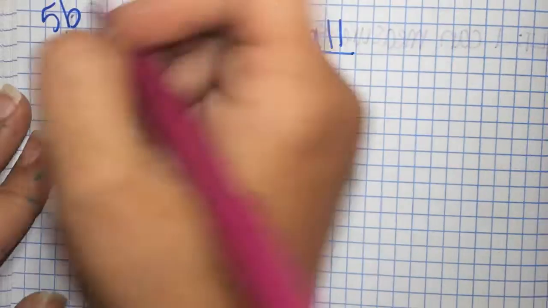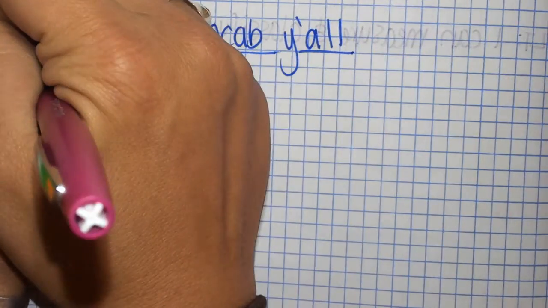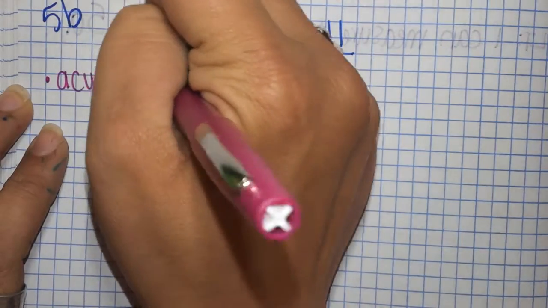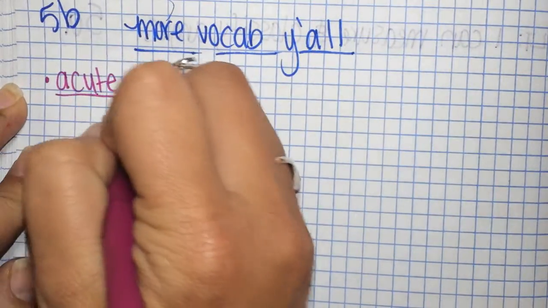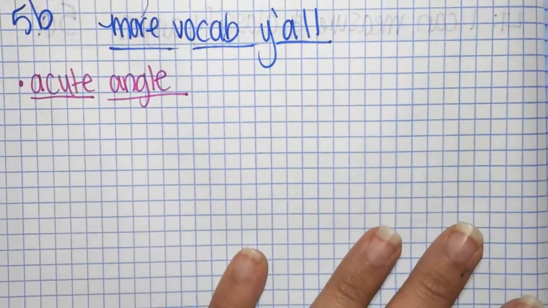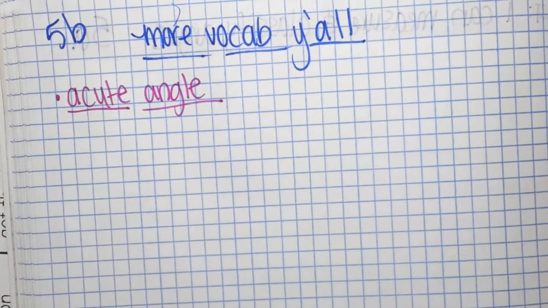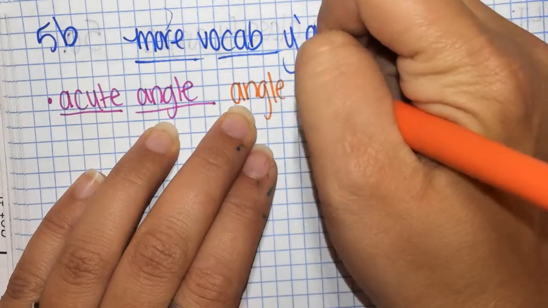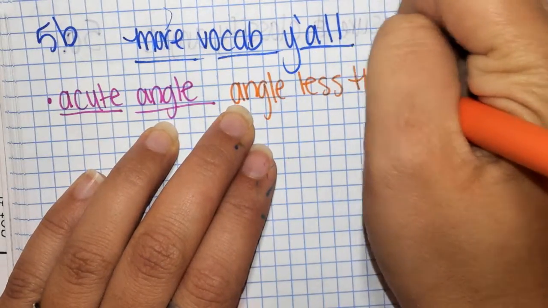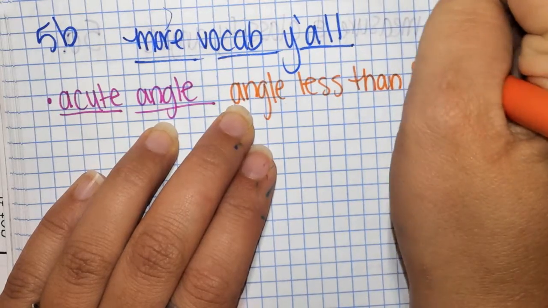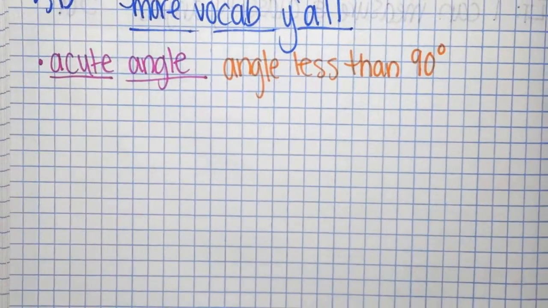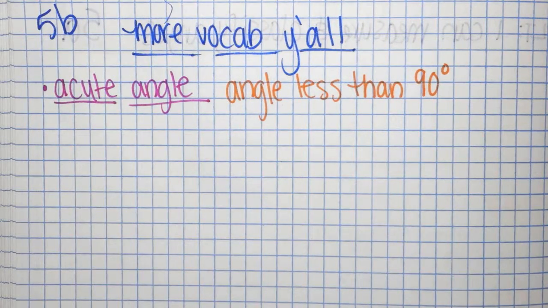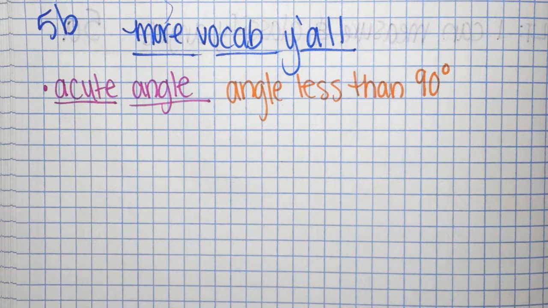Alright, so the first word that we're going to define is acute angle. So we're going to define it and draw an example. What is an acute angle? An angle under 90 degrees. Yes. An angle less than 90 degrees. And then use your straight edge and draw me an example.